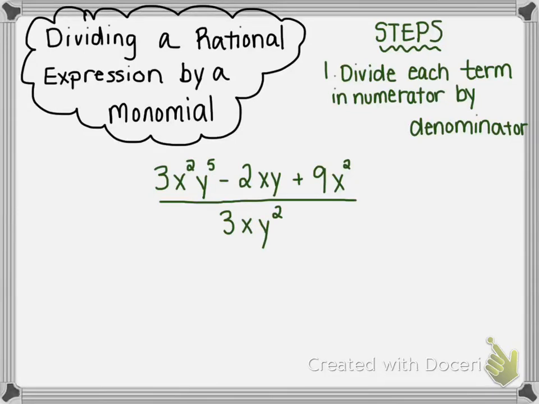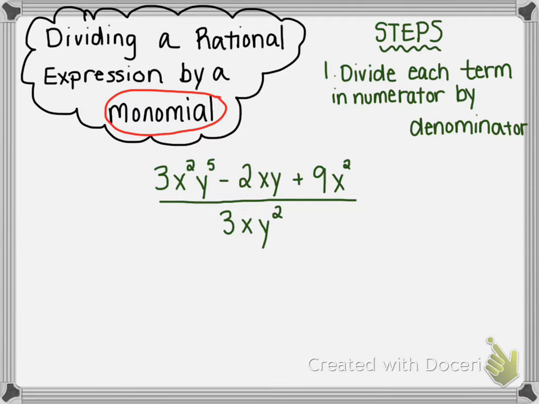All right, so if we take a look at this example, what we're going to be doing is dividing a rational expression by a monomial, which means we're going to take a polynomial in the numerator and divide it by just one term in the denominator. And we're going to show you the steps on how you would do that.